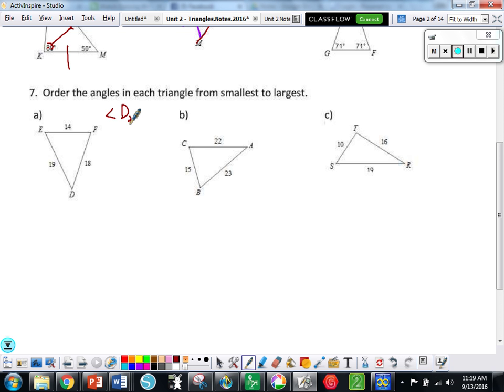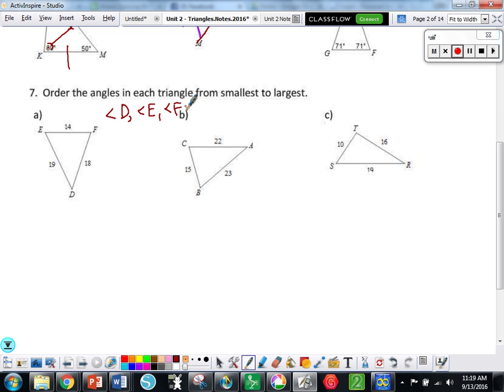The next smallest is the 18, right? 18 is opposite what? Angle E. And then my last one would be angle F.